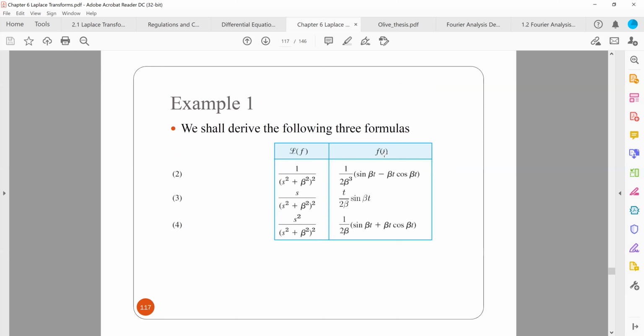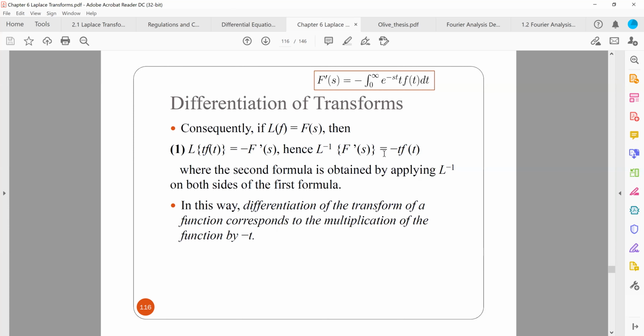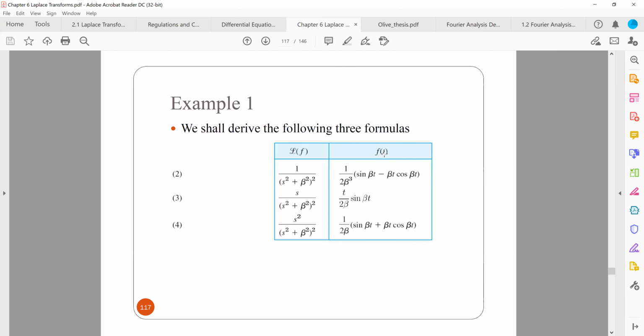This one would have been nice to do on a blackboard, but we don't have one. So we are going to see how we could derive these formulas using the fact that the Laplace transform of t times f(t) is equal to minus the derivative of F(s). We have these three formulas that we are going to derive, and we shall start with formula 3, and from it we shall derive the other two.